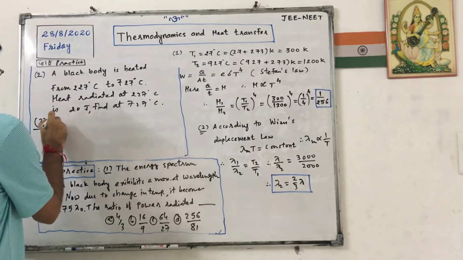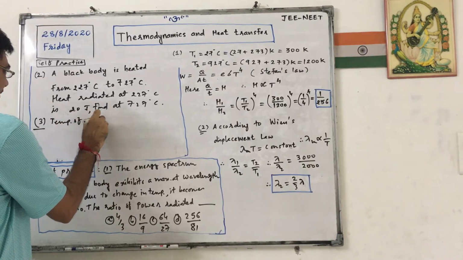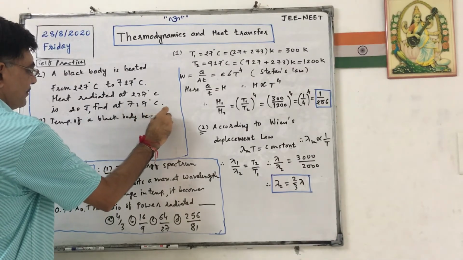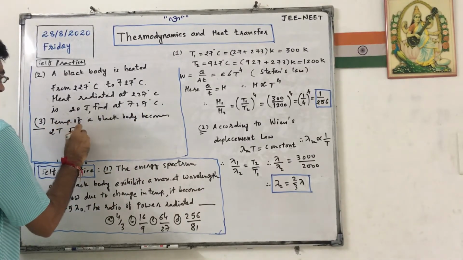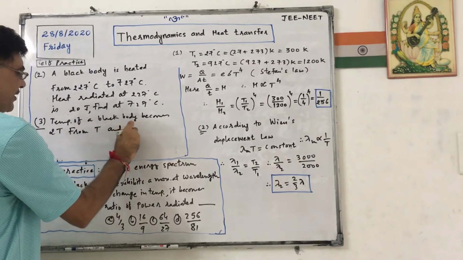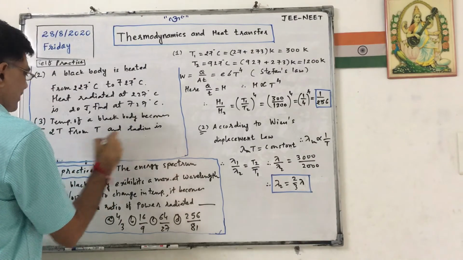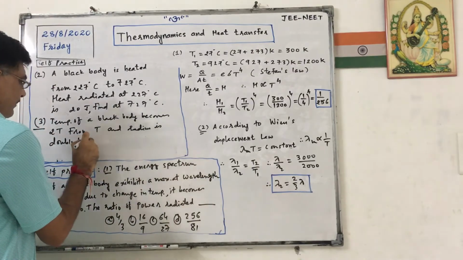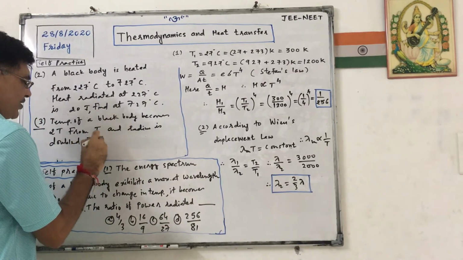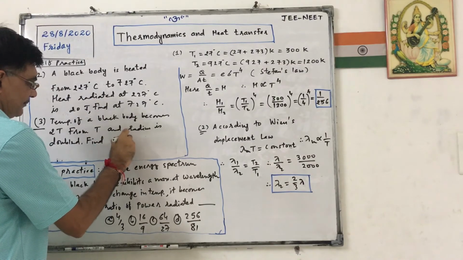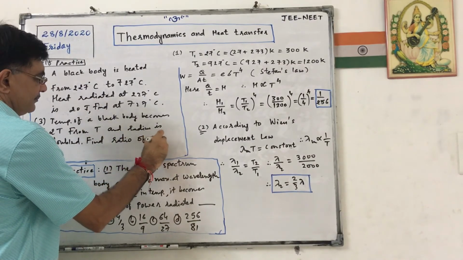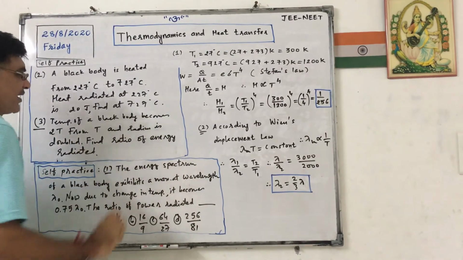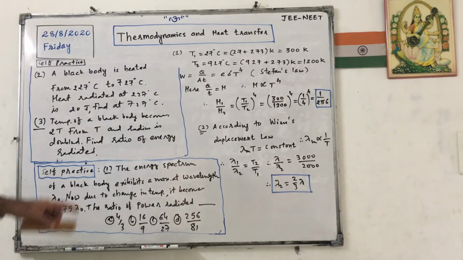The temperature of a black body becomes 2T from T, and the radius is doubled. Find the ratio of energy radiated. Three questions for self-validation. Take a screenshot.